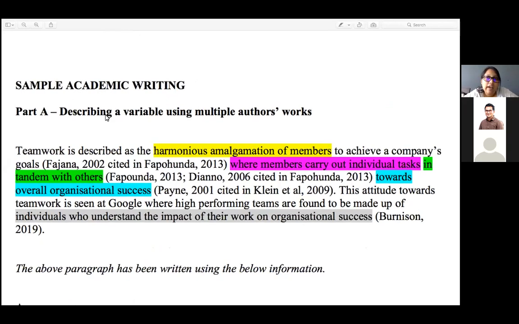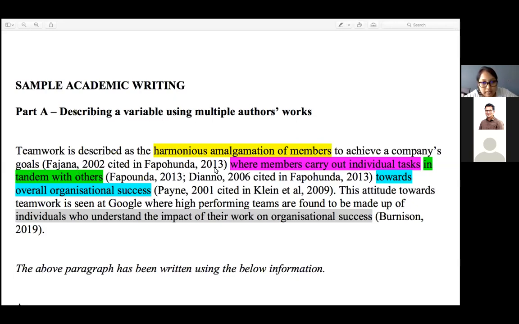This is where I have shown how you can use references to describe a variable. What is the variable I'm describing? Teamwork, right? So I'm writing an essay about teamwork and I have to define teamwork. Normally what people do is they define teamwork according to one author. But like I have told you, you have to use multiple authors because you need a holistic approach to defining it.